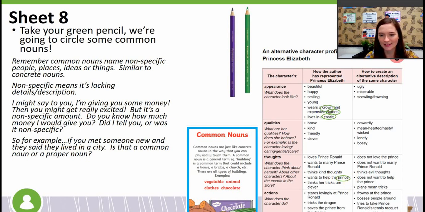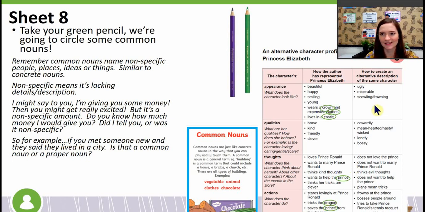Okay, let's keep going. Stares lovingly at Prince Ronald. Tricks the dragon. Saves the prince from the dragon. Ooh, okay, there's a few more there. Have a go. Pause the video if you want to and have a think about it. Otherwise, I'm going to keep circling. So if I miss a couple, that's okay as well. Tricks the dragon. Saves the prince from the dragon. So dragon and prince are both common.